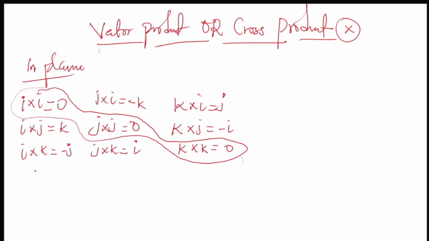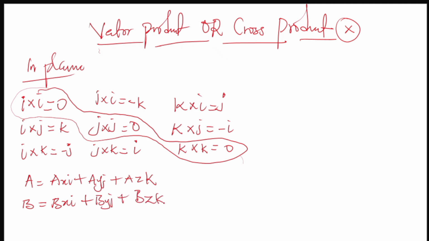Now let's take an example. Let's say we are given two vectors a and b. Your a vector is given to be AX i plus AY j plus AZ k. And you're given another vector to be BX i plus BY j plus BZ k. What is now a cross b? This is how your question will now come. They will ask you, show that a cross b is a vector. Are we together?